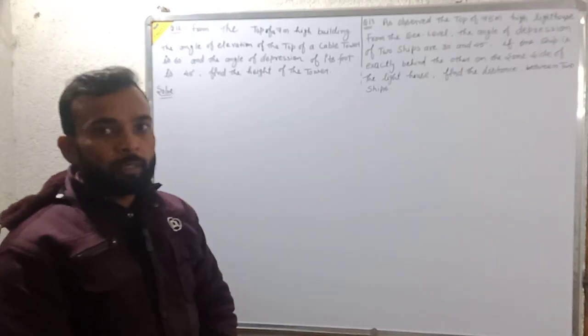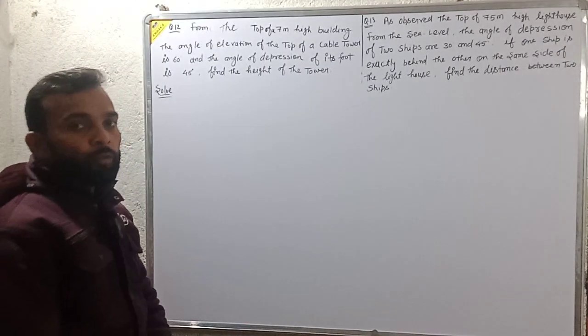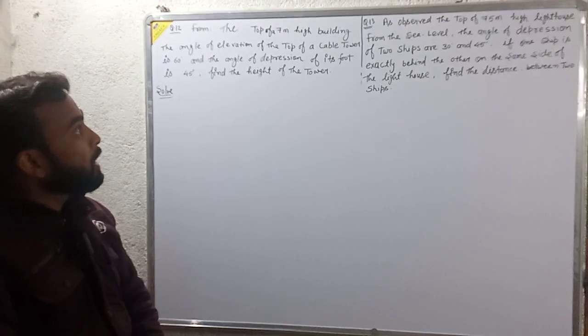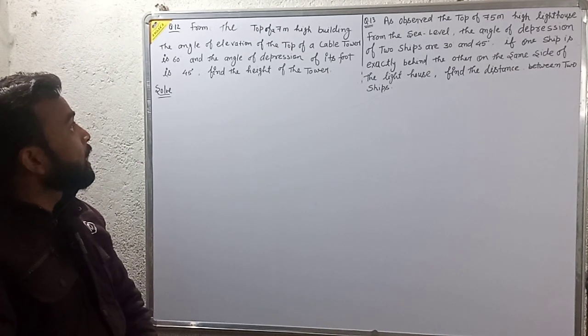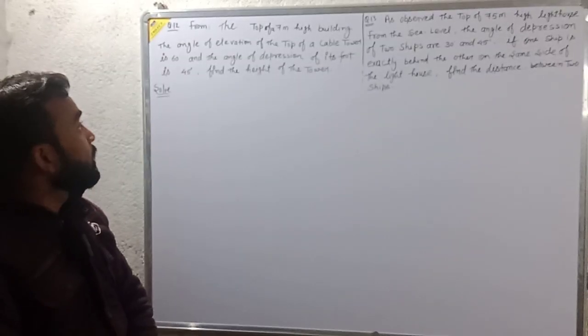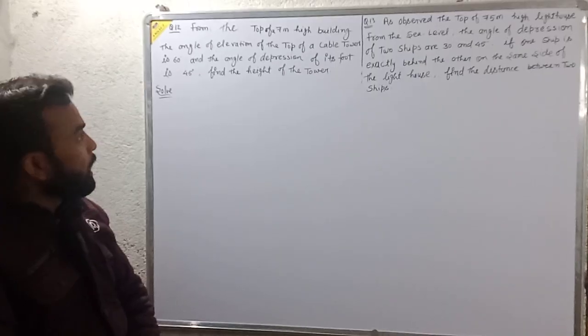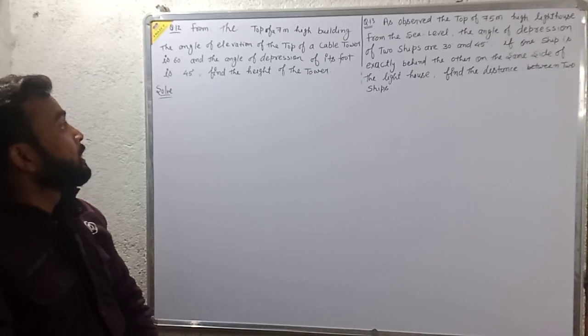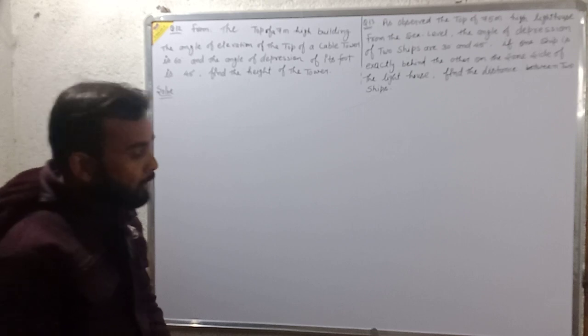Now we have to solve exercise 9.1 question number 12. The question is: from the top of a 7-meter high building, the angle of elevation of the top of a cable tower is 60 degrees and the angle of depression of its foot is 45 degrees. Find the height of the tower.